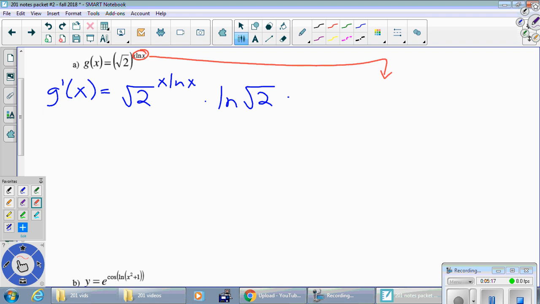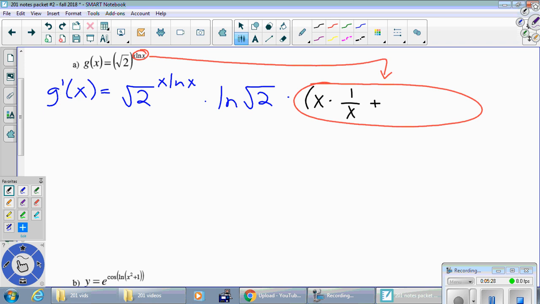And the derivative of x ln of x requires a product rule. And so the product says first times derivative of the second, derivative of ln of x is 1 over x, plus the second times the derivative of the first, derivative of x is 1. That's it.